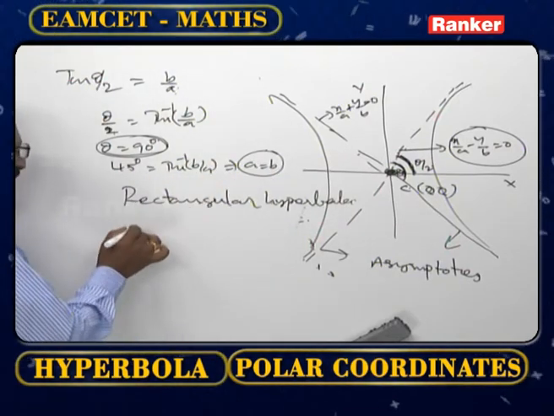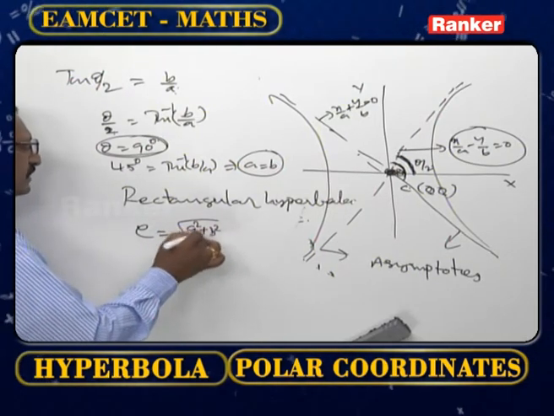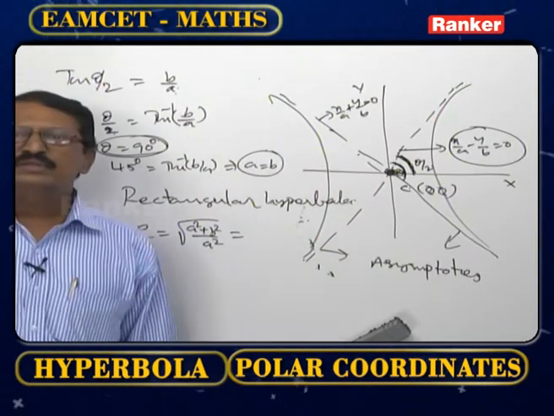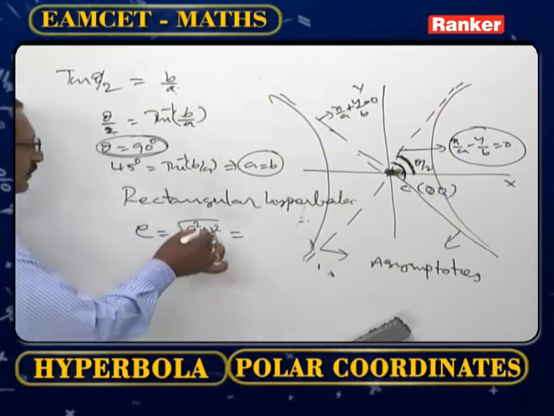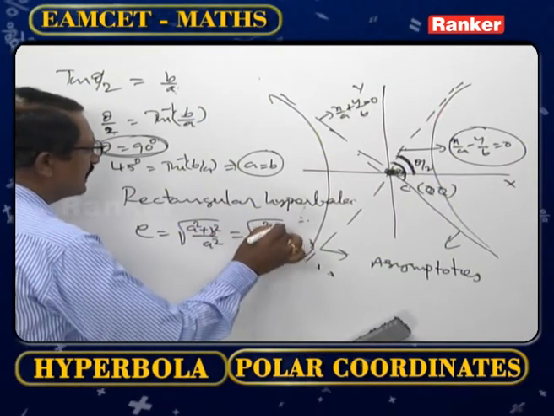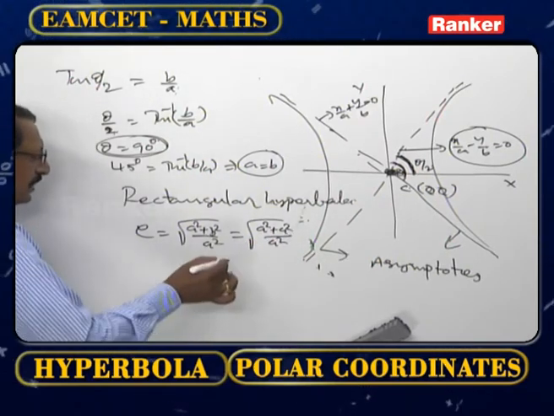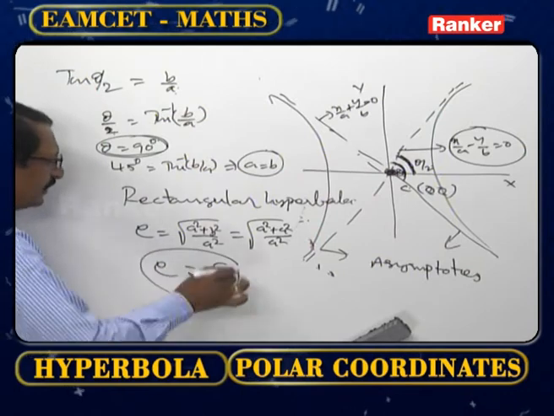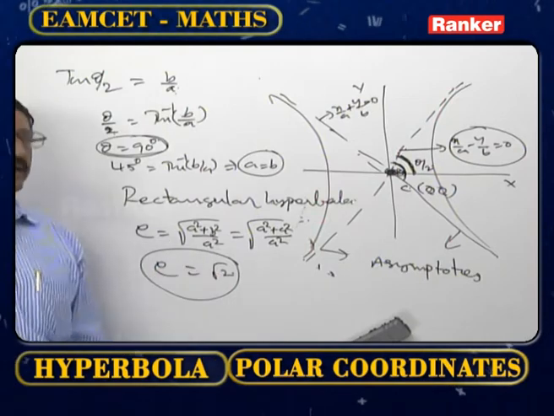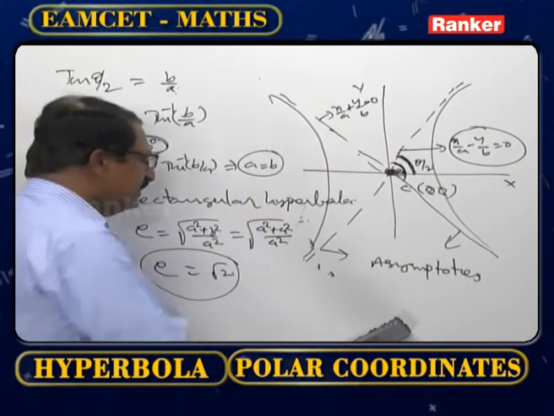Now, eccentricity e equals square root of a square plus b square by a square. But for a rectangular hyperbola, a and b are both equal. Substituting b equals a, we get square root of a square plus a square by a square, which equals root 2. So the eccentricity of a rectangular hyperbola is always root 2.